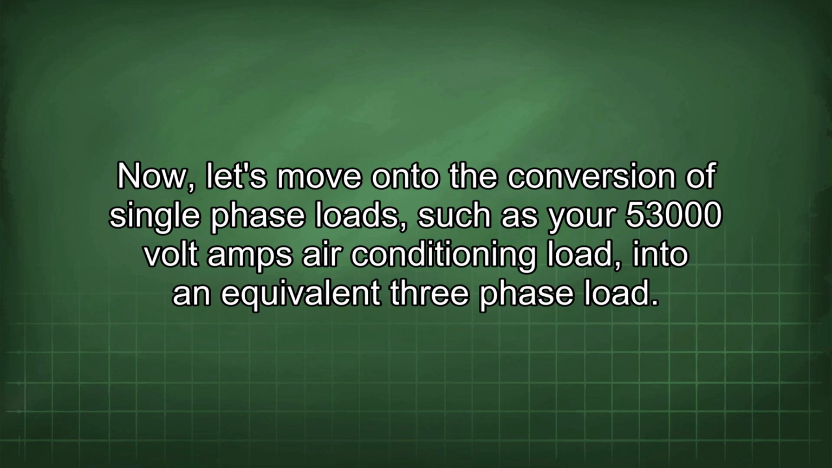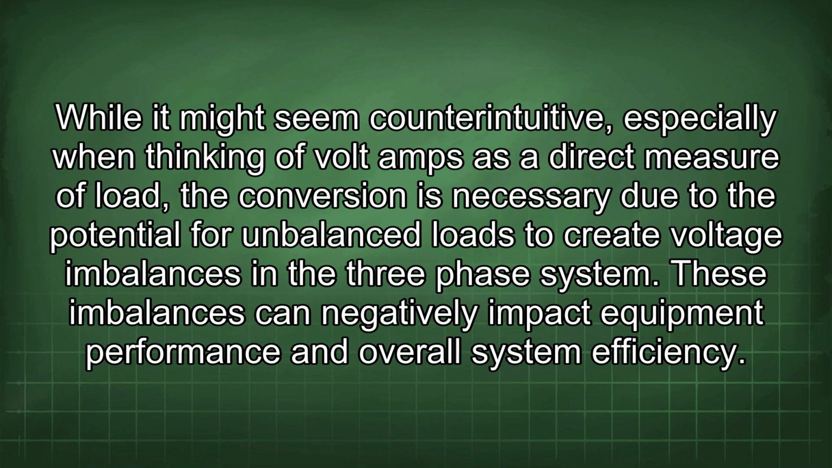Now, let's move on to the conversion of single-phase loads, such as your 53,000 volt amps air conditioning load, into an equivalent 3-phase load. While it might seem counterintuitive, especially when thinking of volt amps as a direct measure of load, the conversion is necessary due to the potential for imbalanced loads to create voltage imbalances in a 3-phase system. These imbalances can negatively impact equipment performance and overall system efficiency.